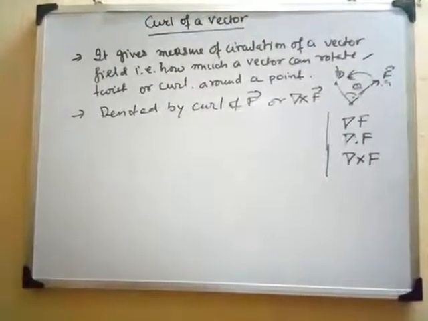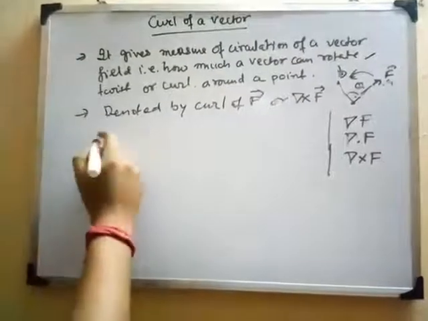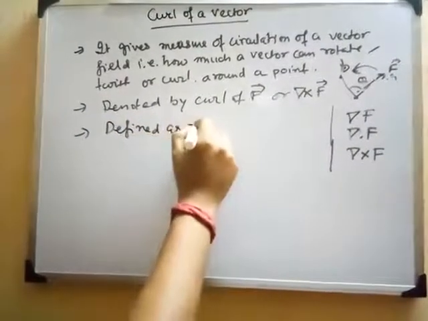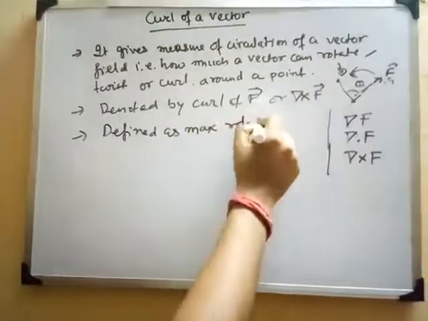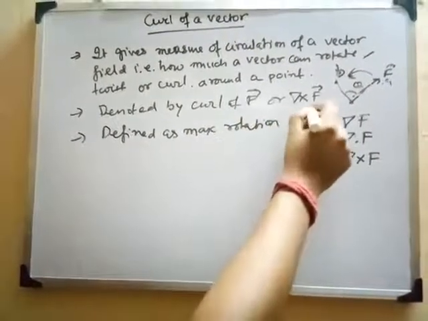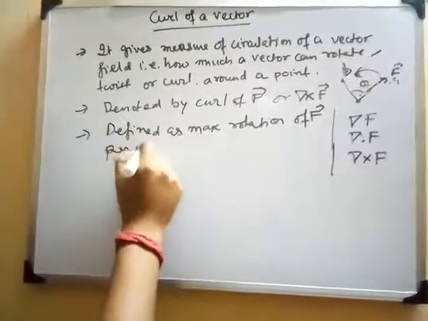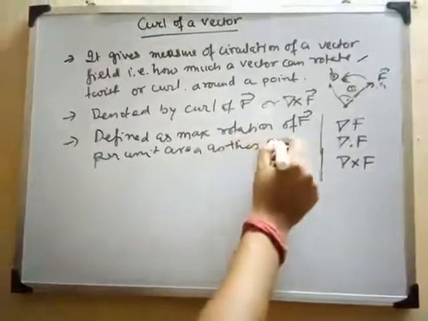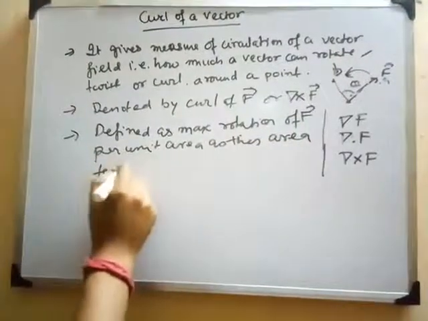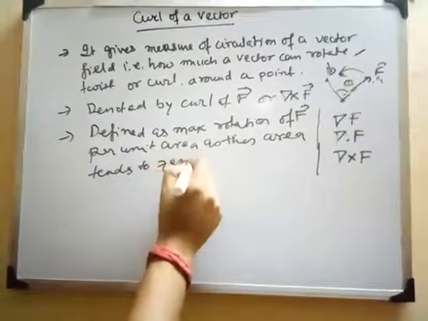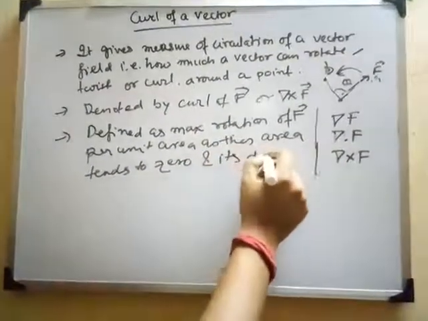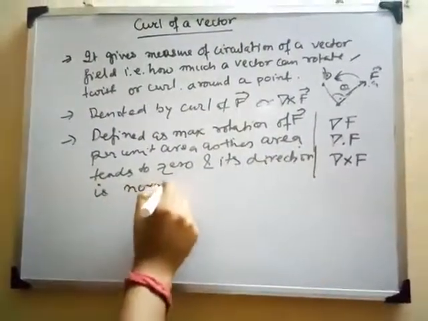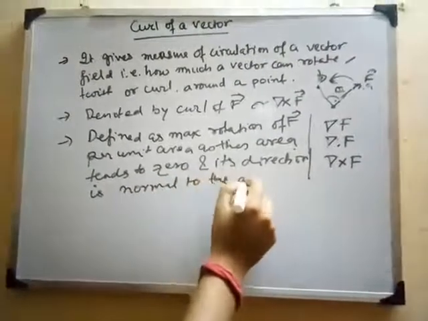Okay, so now the next property is that curl is defined as the maximum rotation of any vector f per unit area, as this area tends to 0, and its direction is normal to the area, right?